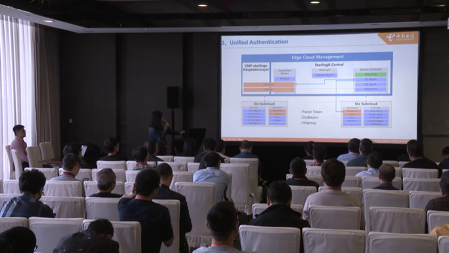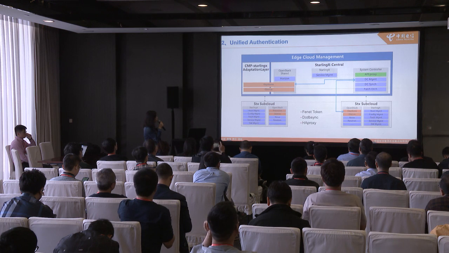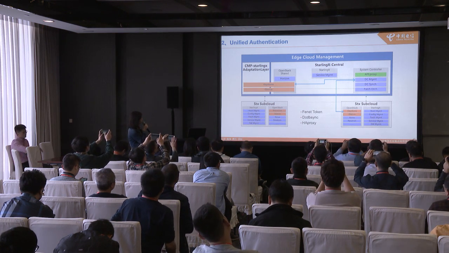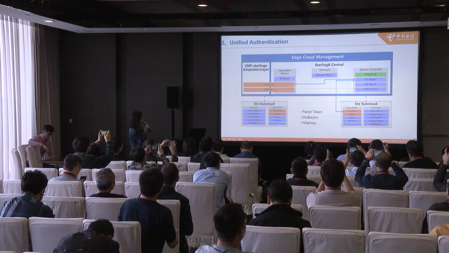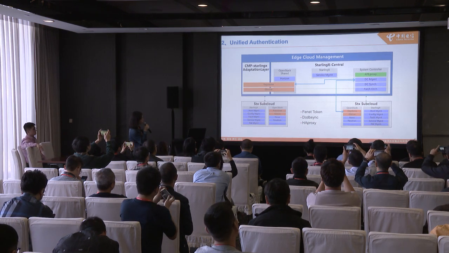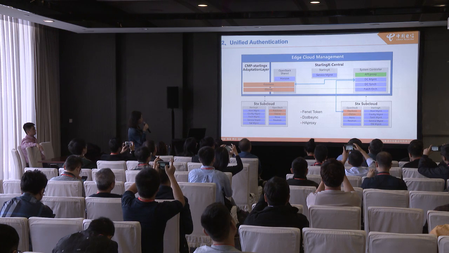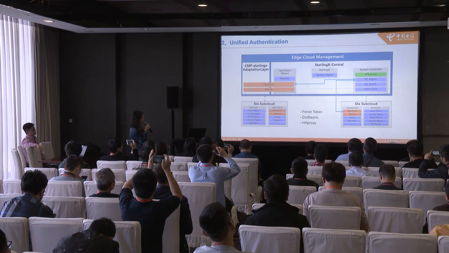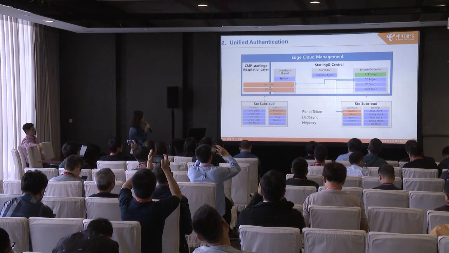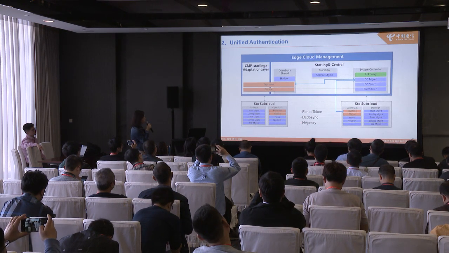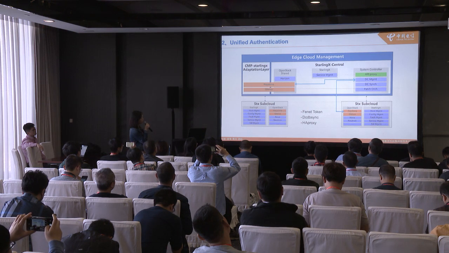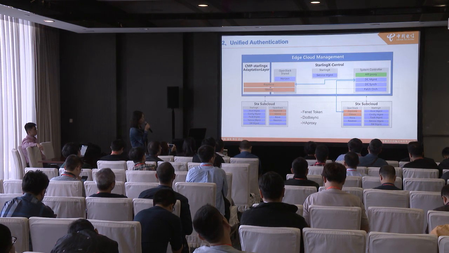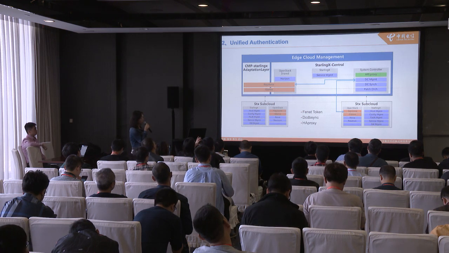The second, the unified authentication. In detail, for the authentication, the Keystone component in our adaptation layer cooperates with the DC manager component in the system controller to synchronize the tokens of the StarlingX subclouds to the subcloud, where the users of the subclouds could use those tokens to do authentication operations.